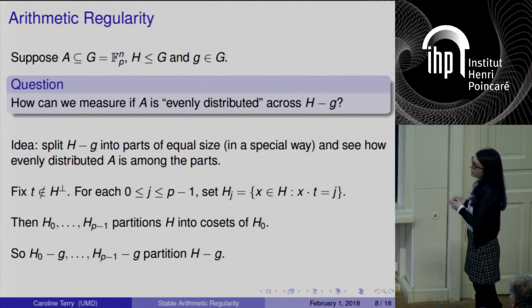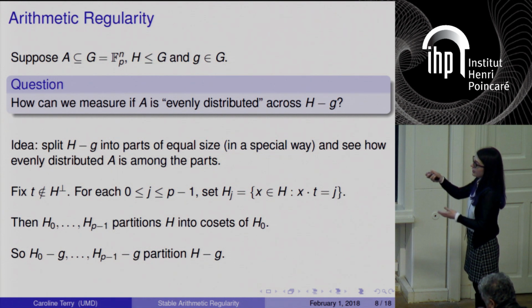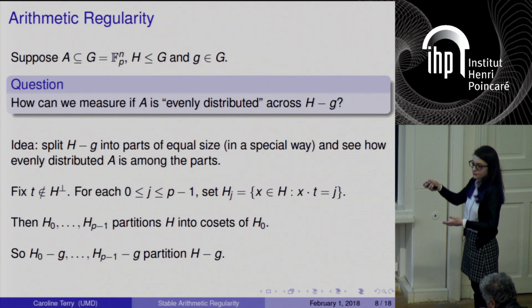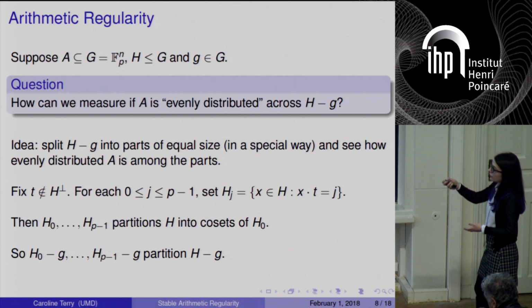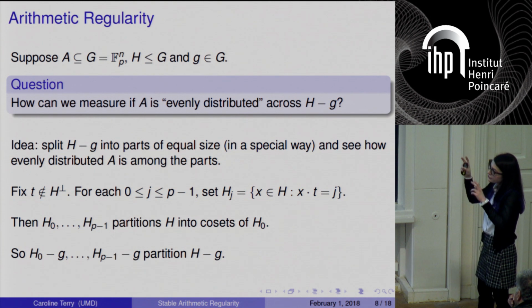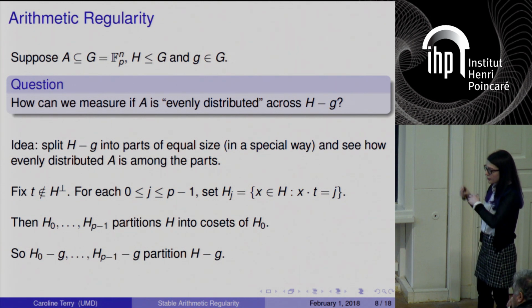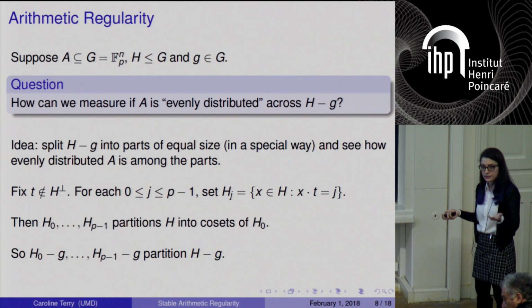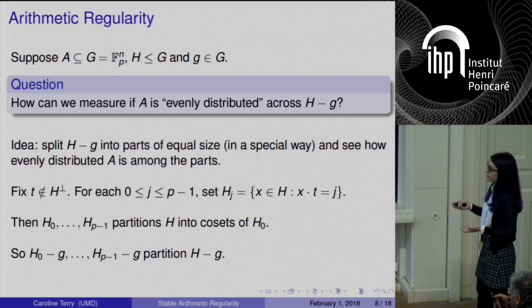So I just translate all of this by g, and I obtain H_0 minus g up to H_{p-1} minus g, which is a partition of the coset H minus g that I'm interested in. So the idea is you give me a t, and I get some kind of well-structured partition of the coset I'm interested in looking at. Okay, so this is the type of special partition that I'm going to look at to understand if A is evenly distributed across this.